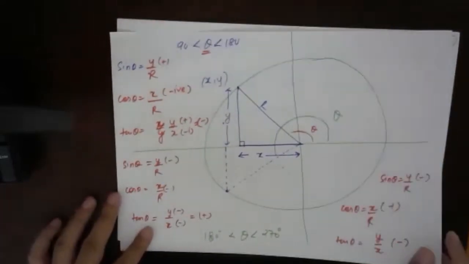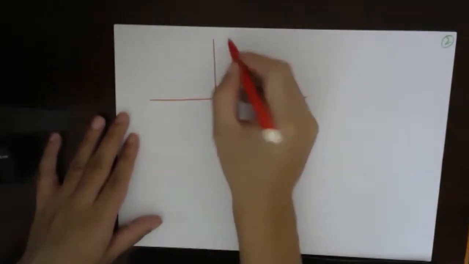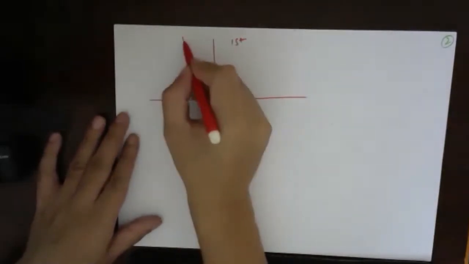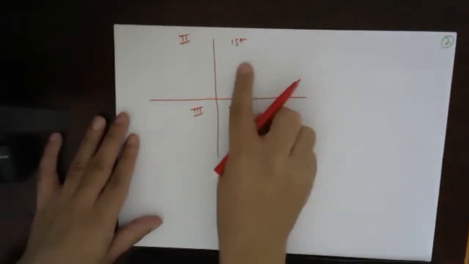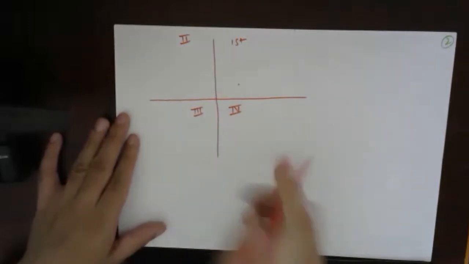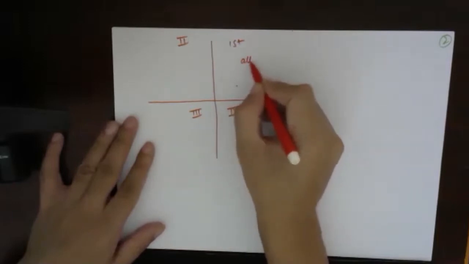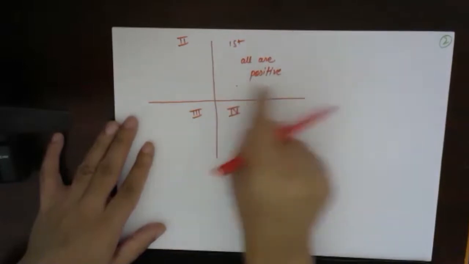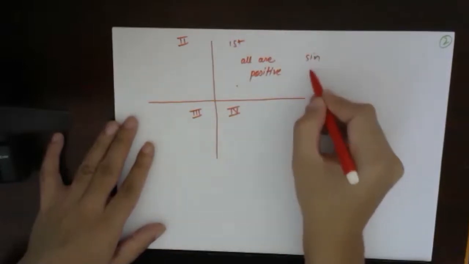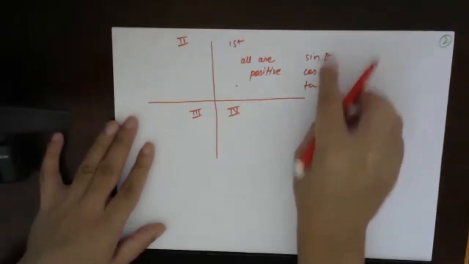Okay, fine. So see, I will draw a summary of this. This is our first quadrant, this is our second quadrant, this is our third quadrant, this is our fourth quadrant. Here, everything is positive, all are positive. That means sine theta, cos theta, and tan theta, all three are positive.